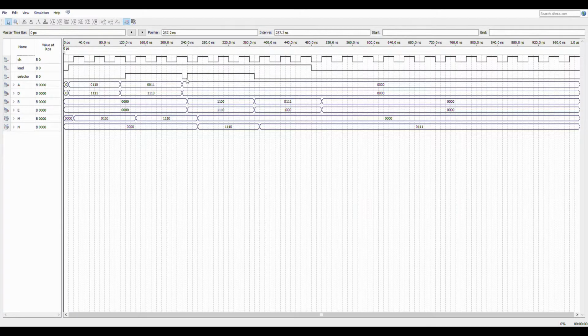For this part, the selector is again 1. If we look at B and E, the output given should be E, right? Because it's 1. So here we can see that this output is seen. Yeah, so that's pretty much all.